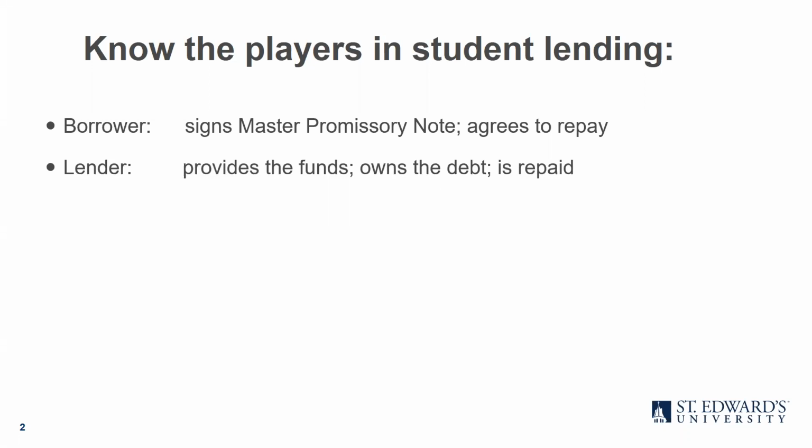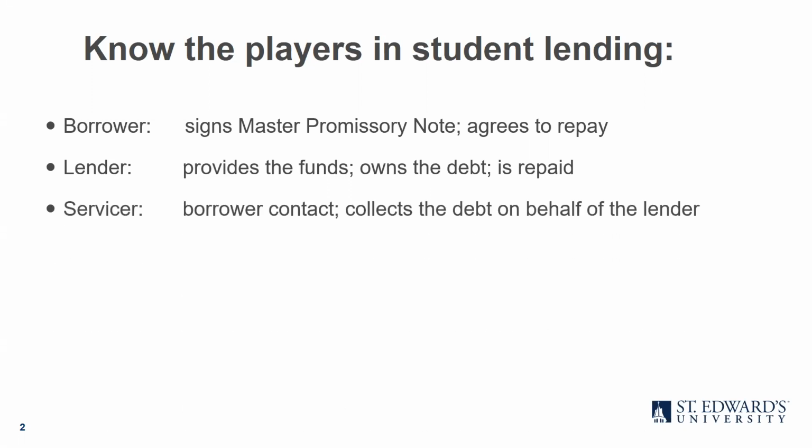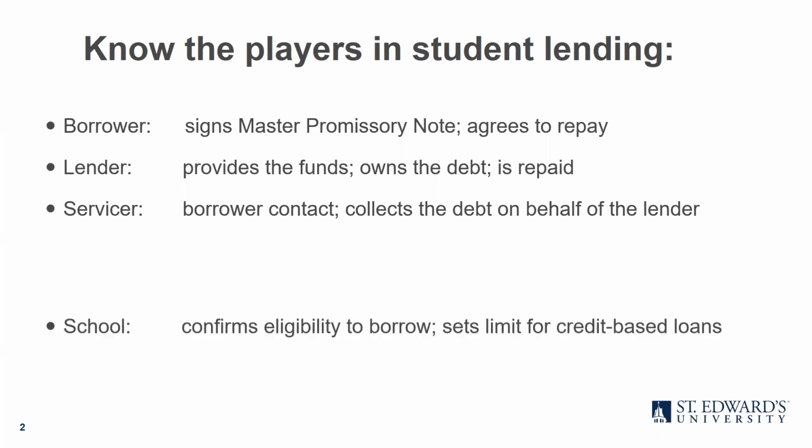The lender is the company or the entity that provides the funds. They own the debt. Ultimately, they are the ones who are repaid that debt, that loan. A servicer is a very important contact party in this whole arrangement. The servicer manages the communication in between the borrower and the lender. They are the ones to whom the borrower makes payments. They're the ones the borrower would call to change a payment arrangement, to make any adjustments to the loan, or change repayment plans. They're an important operative here.